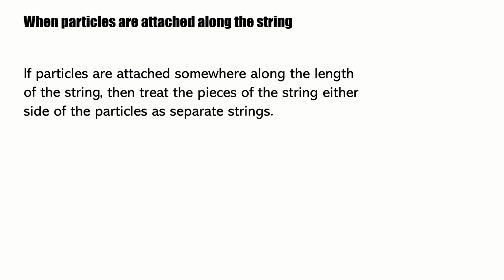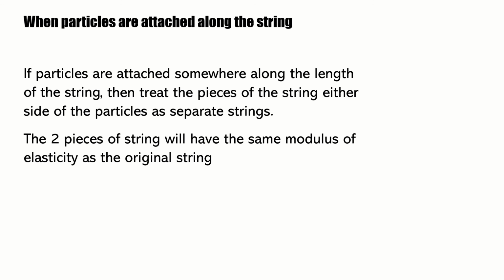This means that you can then do the tension or thrust calculations separately for the 2 separate pieces, but good news, although you're having to do 2 separate calculations, the modulus of elasticity for both of those pieces of the original string or spring are going to be the same as the original string. So therefore, that actually means it's not as bad as it first looks.